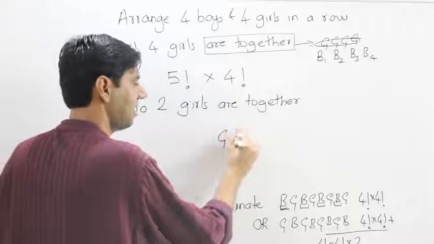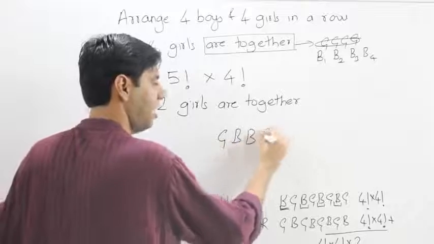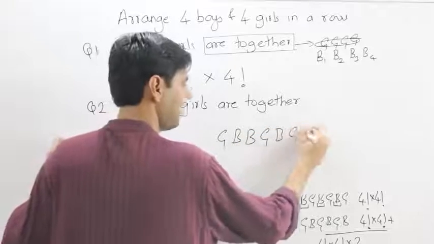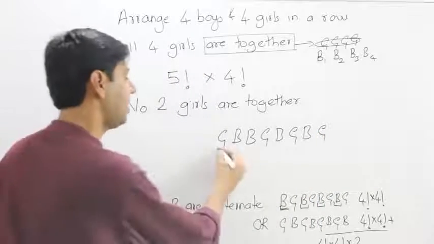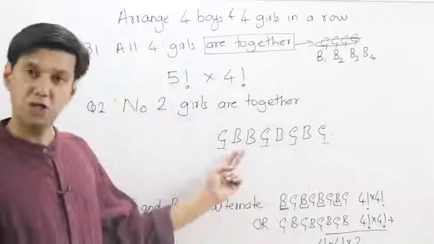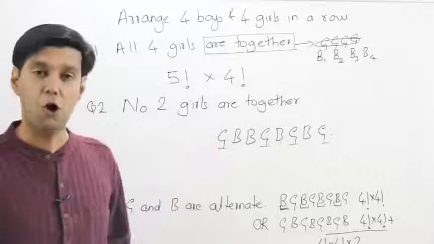Let's say it starts with a girl. Let's keep 2 boys together. And could I have this possible arrangement? That makes it 4. Yes. So none of the girls are together, but the boys could be together. At the same time, they are not alternate, right?